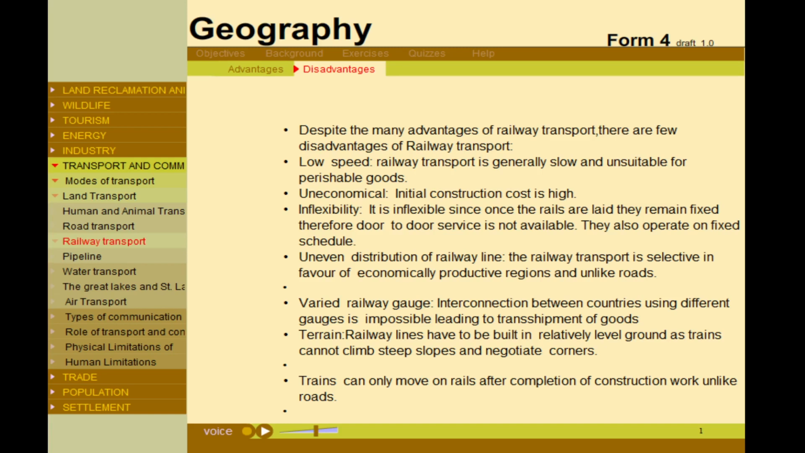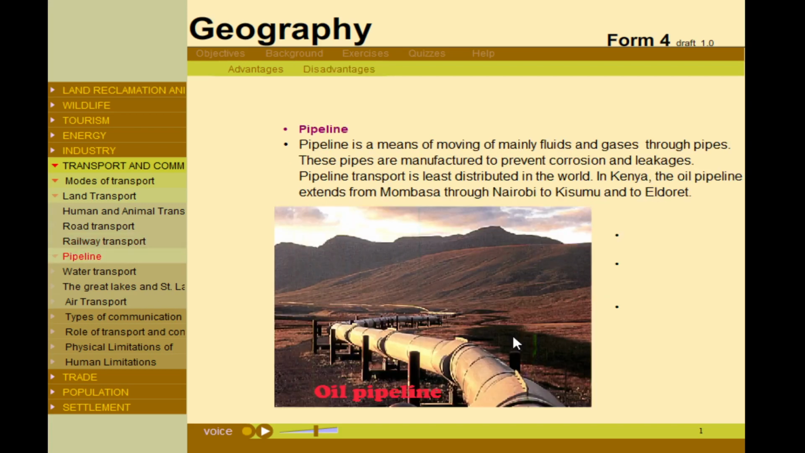Pipeline. Pipeline is a means of movement of many fluids and gases through pipes. These pipes are manufactured to prevent corrosion and leakages. Pipeline transport is least distributed in the world. In Kenya, the oil pipeline extends from Mombasa through Nairobi to Kisumu and to Eldoret.